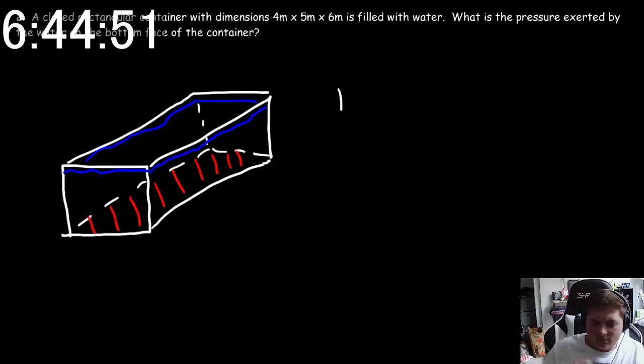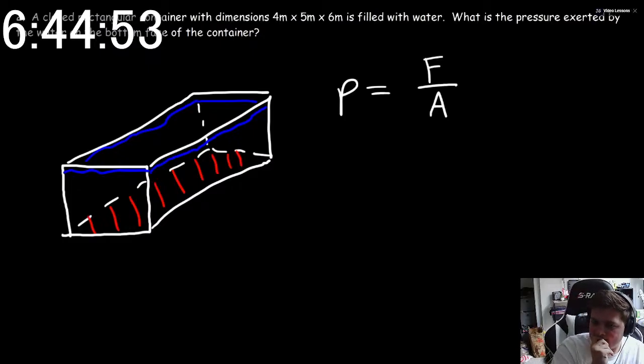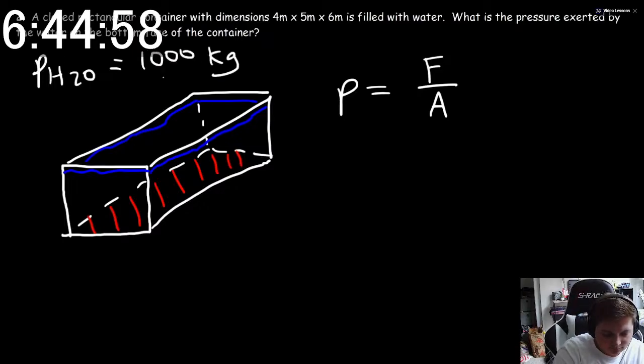So how can we do that? Well, we know pressure is force over area. And keep in mind, the density of water, if you're wondering, is 1,000 kilograms per cubic meter.